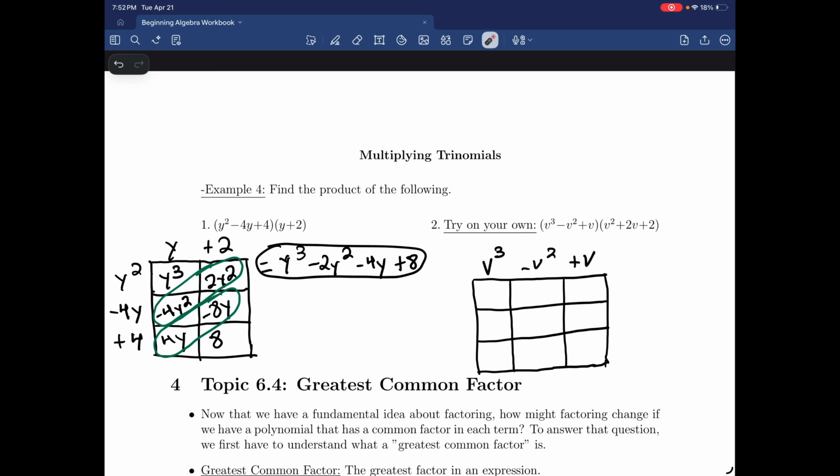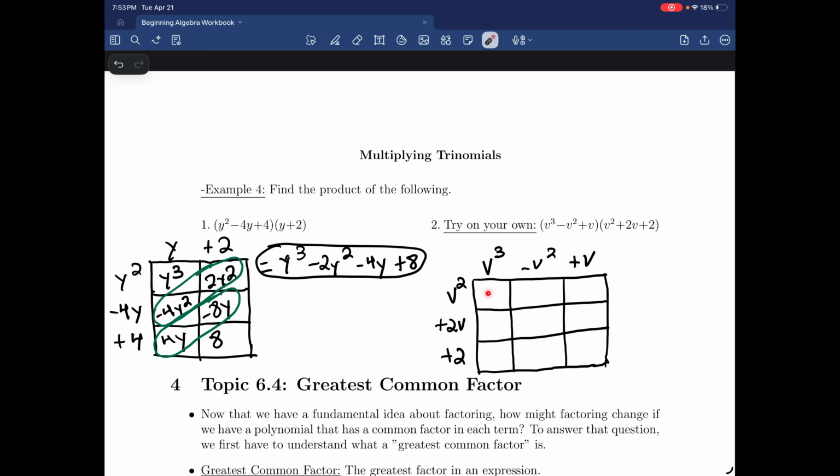So if you put this trinomial here off to the side, that's completely okay. As long as you get the same answer, we're good. So let's go through it. And now, this other trinomial, we have v squared plus 2v plus 2.